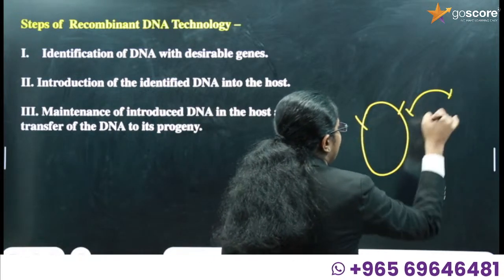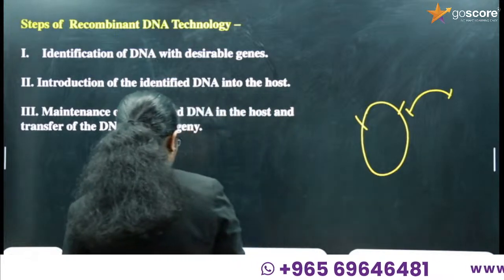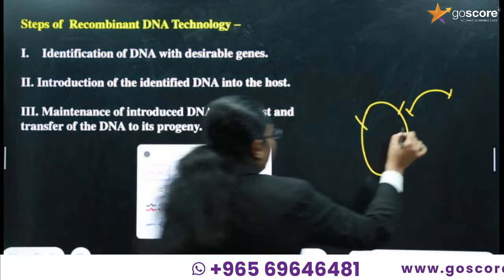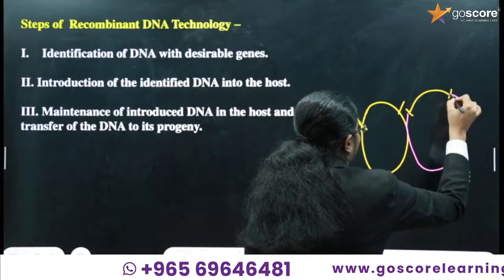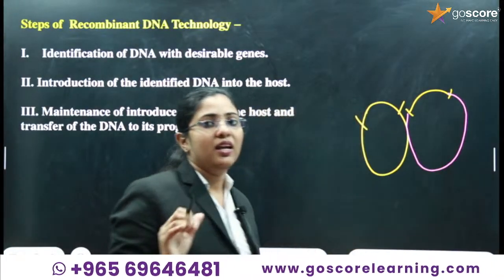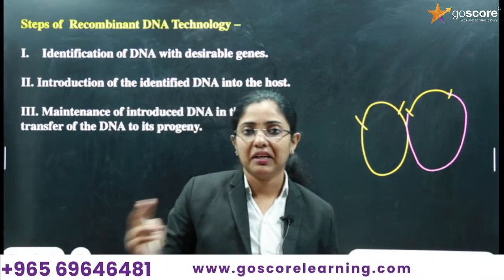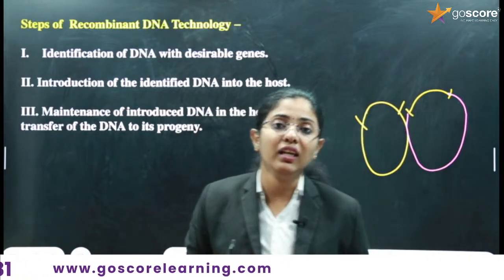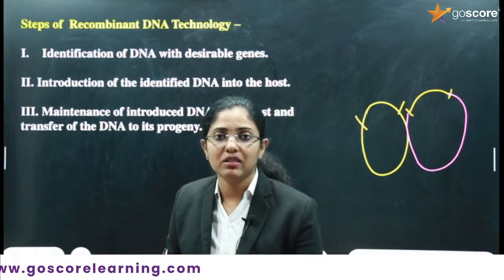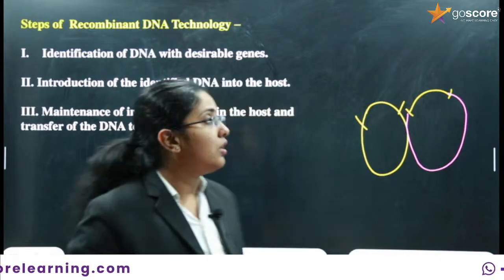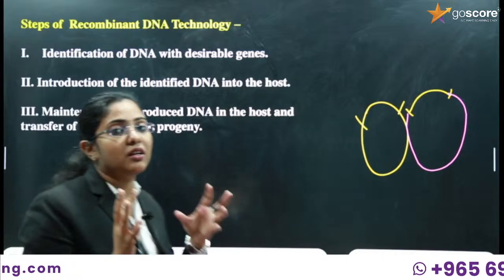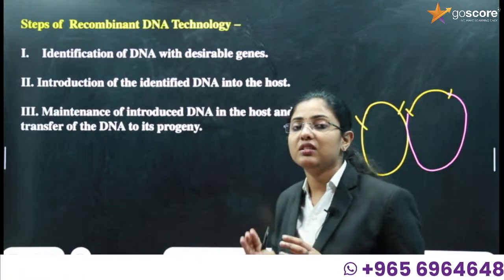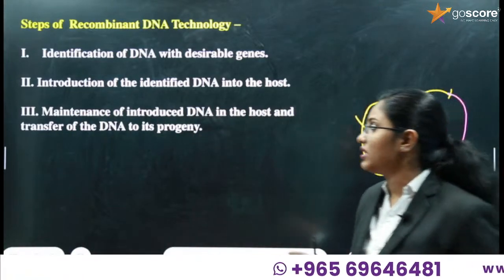This isolated gene can be integrated into a vector organism. That is simply, we can say, cutting and pasting: cutting of a gene and integrating it into the genome of another organism. That is the very basic principle behind biotechnology. So that concept should be there in your mind. Then let's see what the different steps involved in biotechnological processes are.